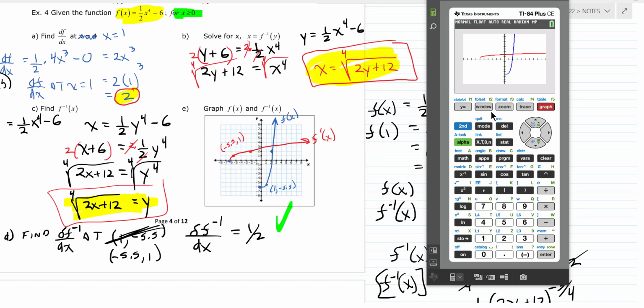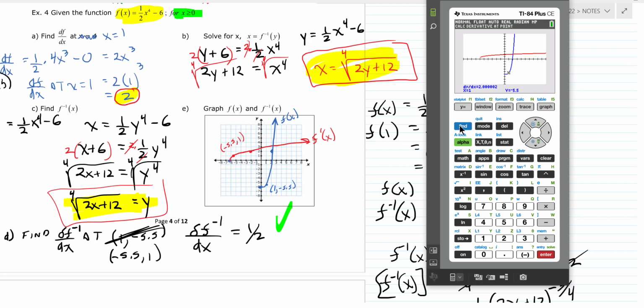So the idea is, let's go ahead first of all and check the value of the derivative at x equals 1. So again, I'll go second, trace, option 6. You want to make sure you're on the blue graph, which is f of x. Type in a 1, and see there's your slope of 2. So right there it's telling you you have a slope of 2. And there's your point, 1, negative 5.5. So what I want to do is, the derivative of the inverse is the reciprocal of 2, or a half.